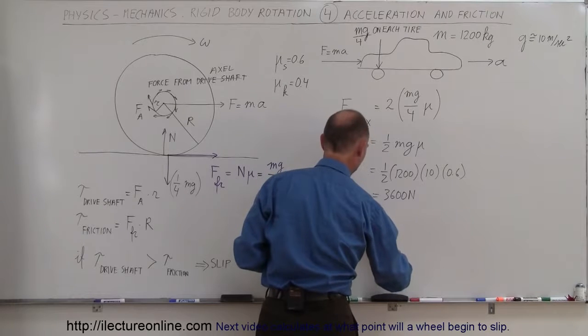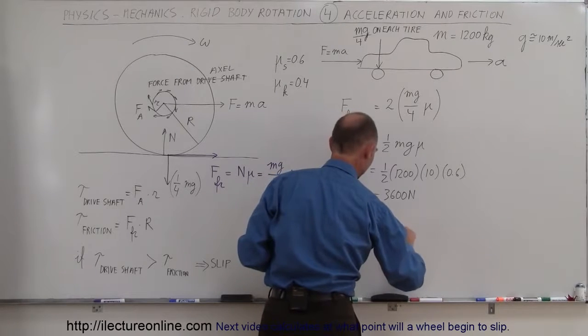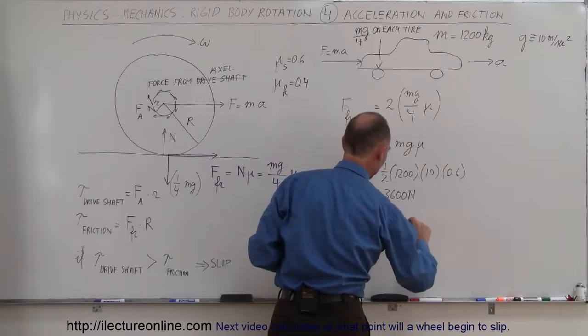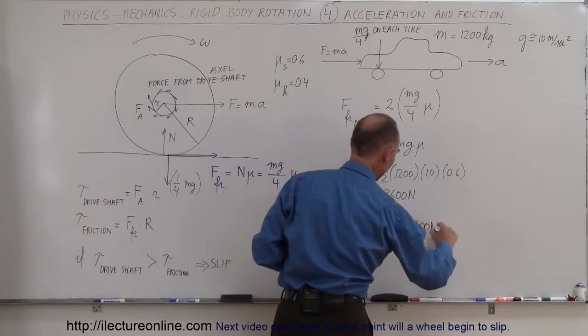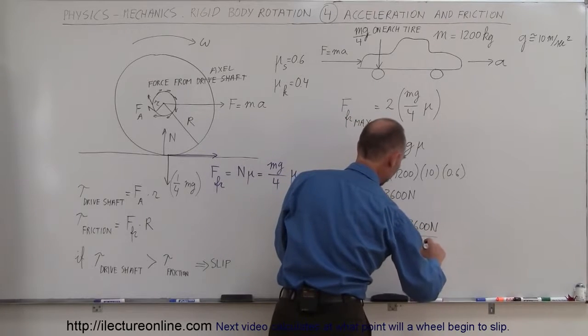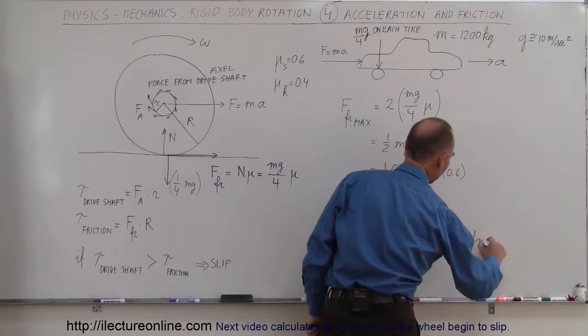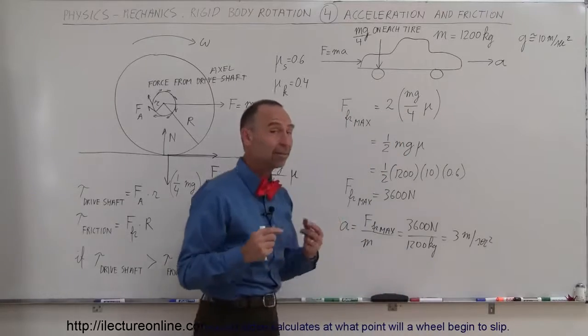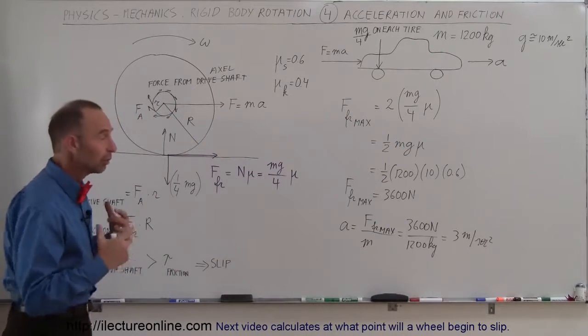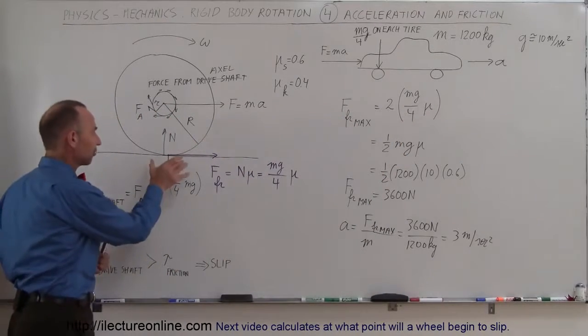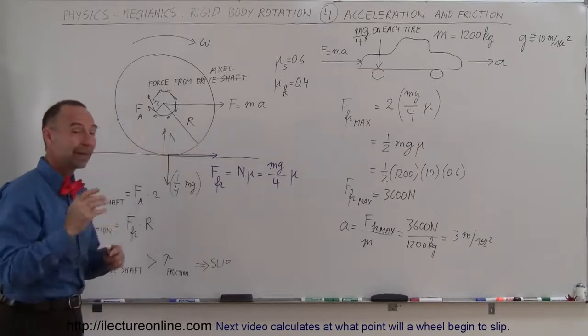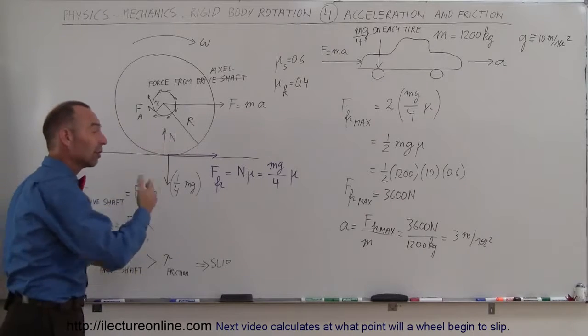So force friction max divided by the mass of the car, which is 3,600 newtons divided by the mass, 1,200 kilograms, gives us an acceleration of 3 meters per second squared. So that would be the maximum acceleration that this car can provide because of the friction between the tire and the road. So the better the tires, the better the acceleration of the car.